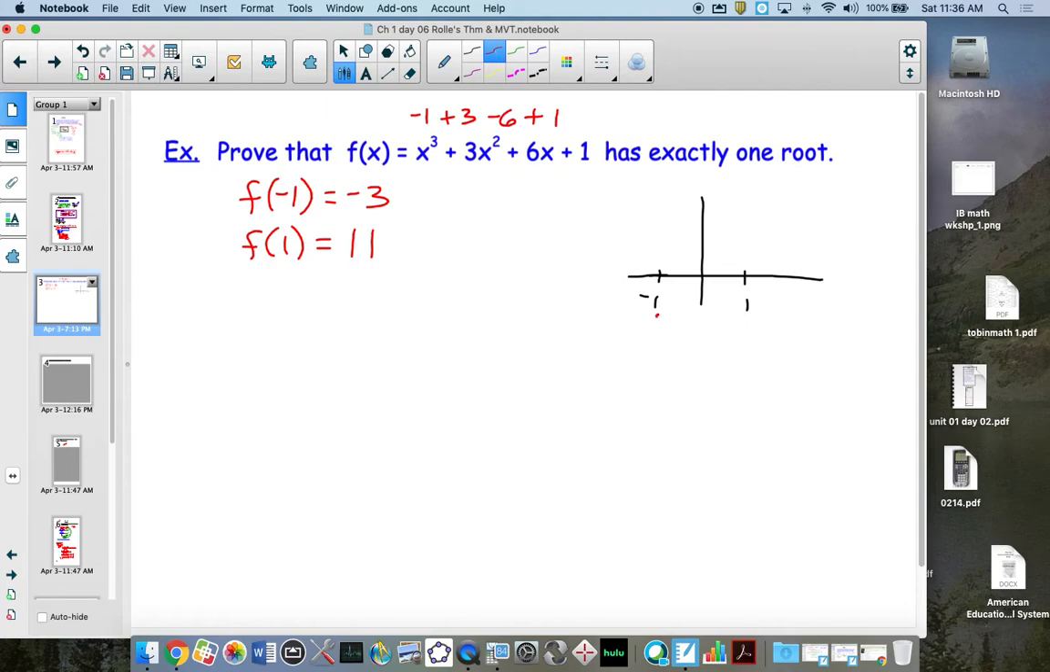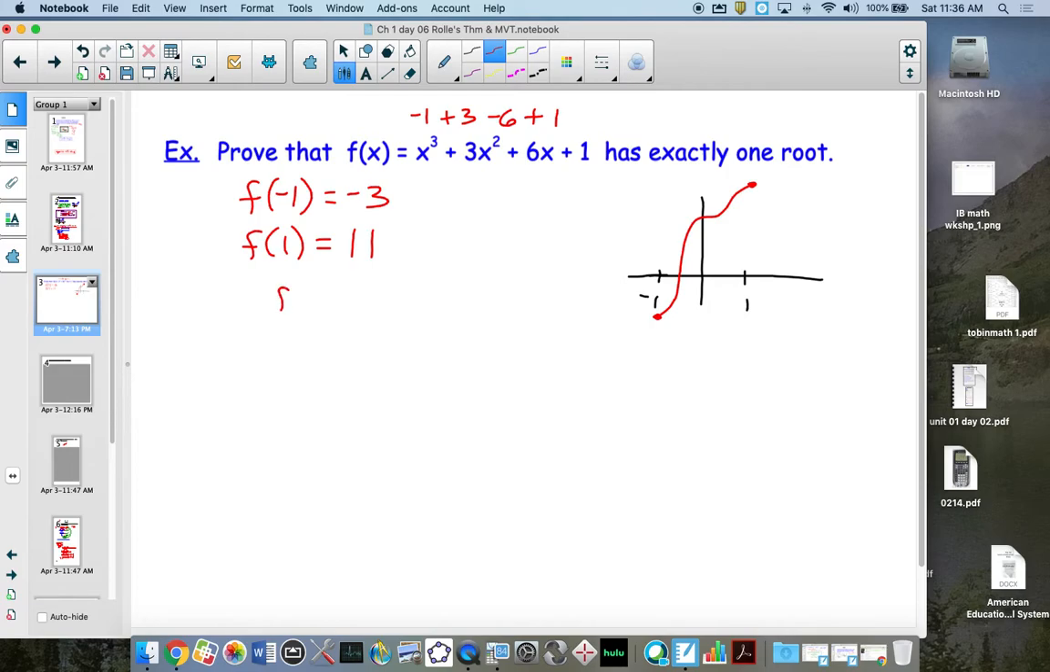So just ballpark. And f of 1 is 11 up there. And we know this is a cubic, so it's continuous and differentiable. And we know that no matter what's going on here, we have something like that. Maybe it dips back down below the x-axis, I don't know. So it has to have at least one root.